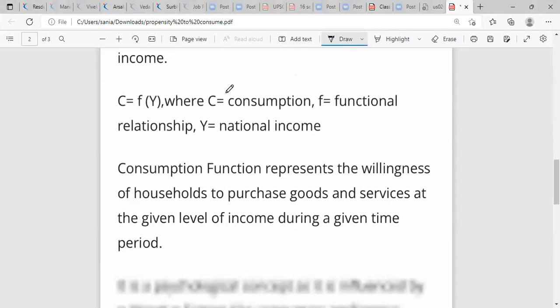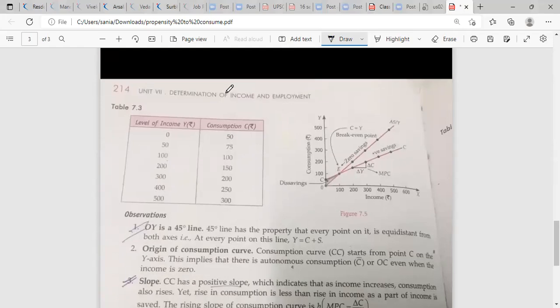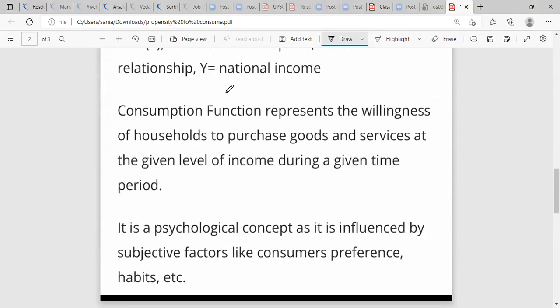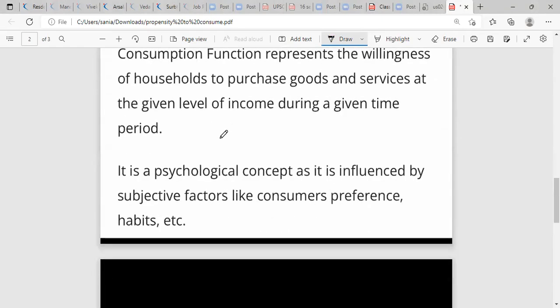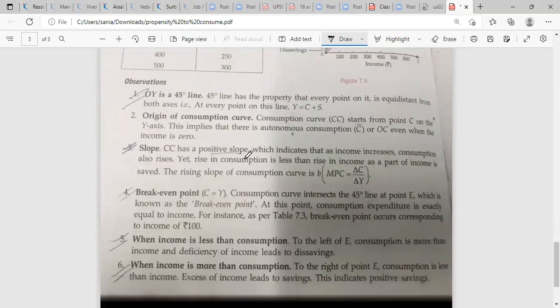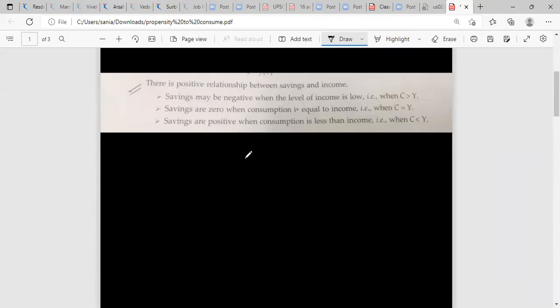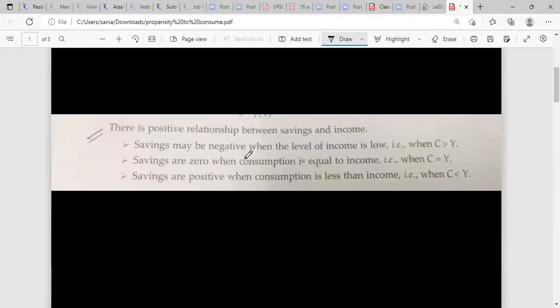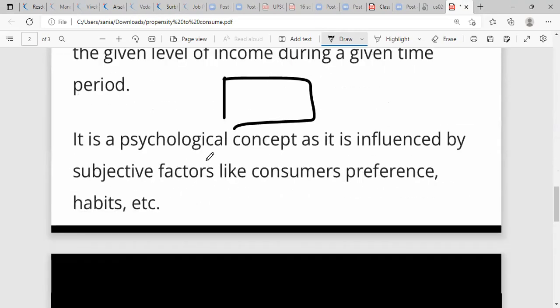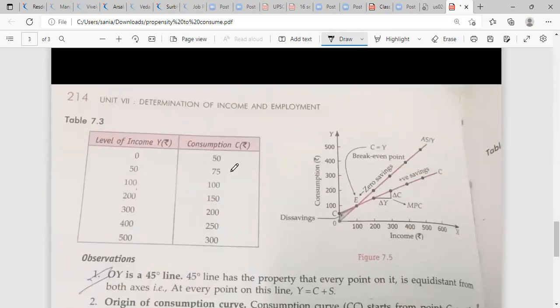Consumption function basically, right? So today, when we were discussing savings, we got to know a few points about savings as well, like savings increase with increase in income. This we have written, right? Savings may be negative when the level of income is low. This we already discussed, and then consumption function we already discussed. So today we will be doing the schedule.